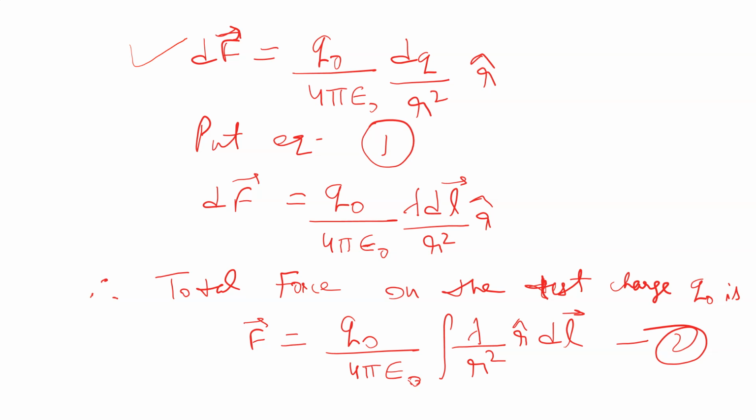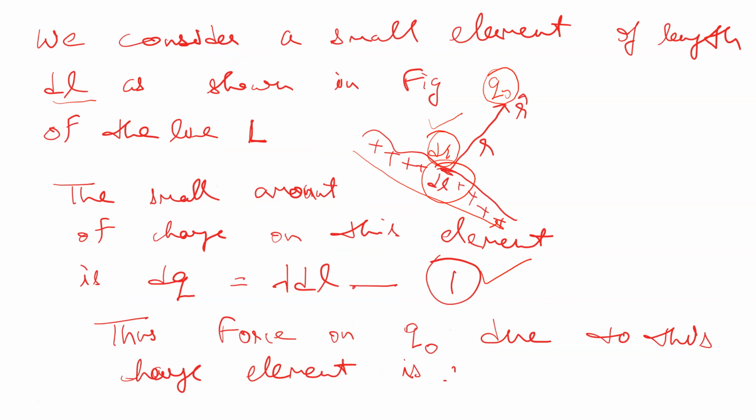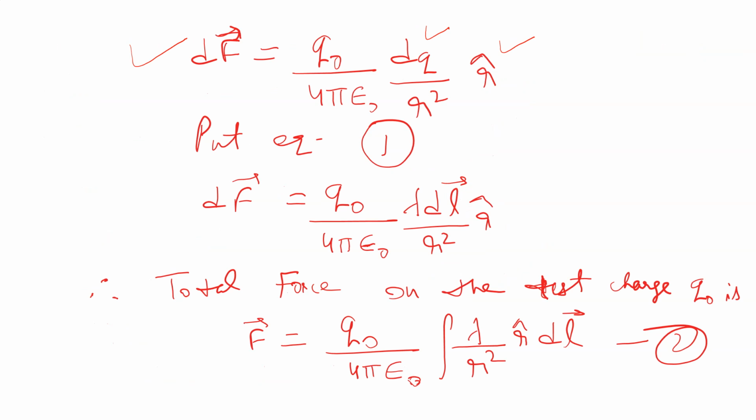dF equals Q naught by 4 pi epsilon naught, dq by r square, r cap, where r cap will be the direction in which the force is applied. So this is the r cap. Now put equation 1 here, that is the value of dq. So the above equation will become Q naught by 4 pi epsilon naught, lambda dl by r square, r cap.